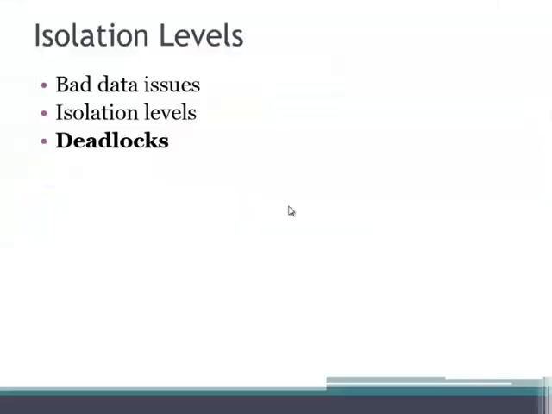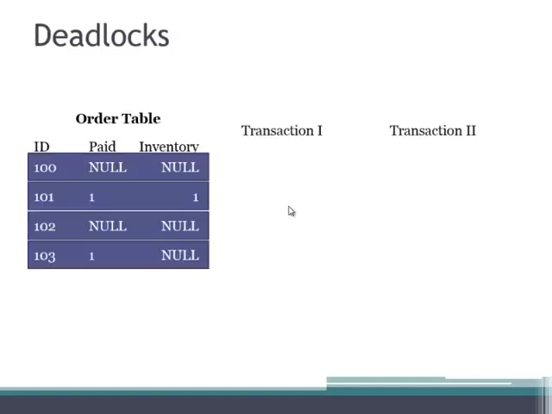Okay, now we're going to talk for just a second about a deadlock. Now you may ask, what is a deadlock? Well, let's imagine a situation like this one. We have an order table, and among other columns that we're not showing here, there is a paid column and an inventory column. The paid column indicates if the order's been paid for, and the inventory column indicates if there's sufficient inventory for this order and it's ready to be picked and shipped.